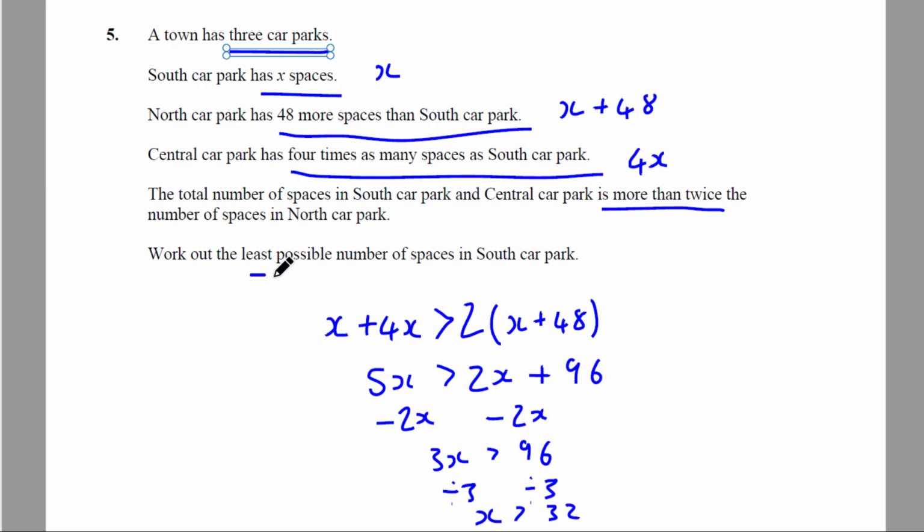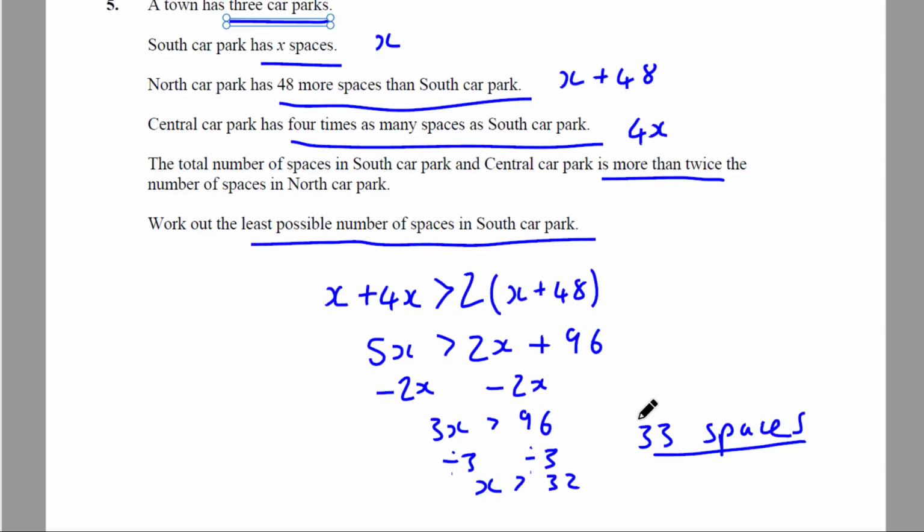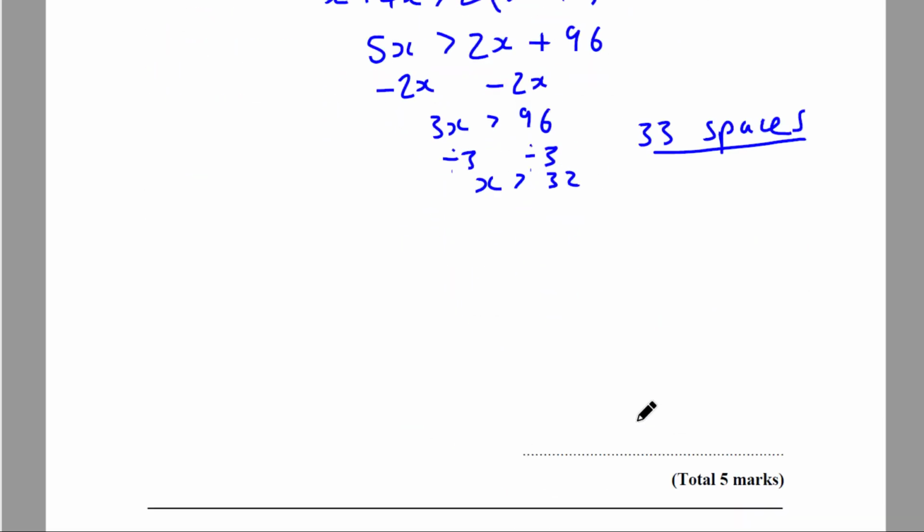Work out the least possible number of spaces in a South car park. Well, if x is greater than 32, then it has to be 33 spaces. That's a nice 5 marks there.